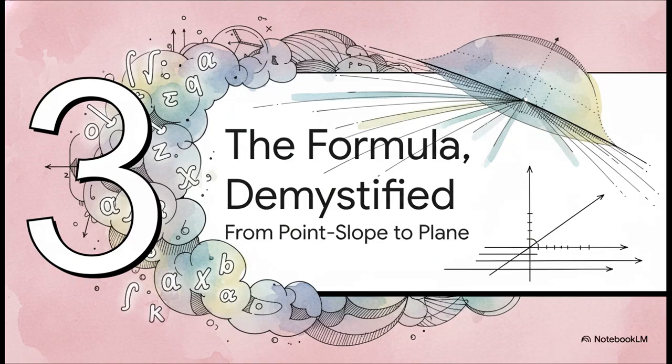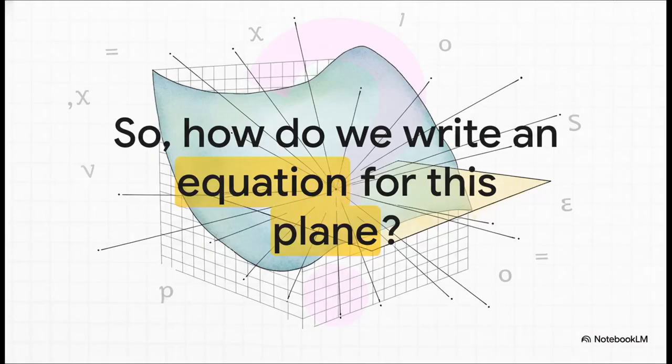All right, here it comes, the part that sometimes looks a little scary, the formula. But I promise you, once we pull it apart, you're going to see it's built on a foundation you already totally understand. And that's the big question, right? A picture is great, but this is calculus. We need an equation we can actually work with. So how do we capture that perfectly tilted, slope-matching plane with some algebra?